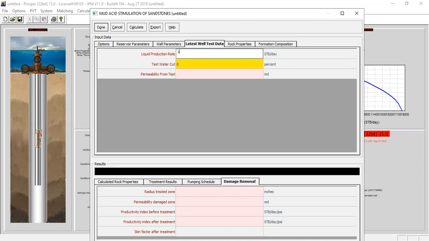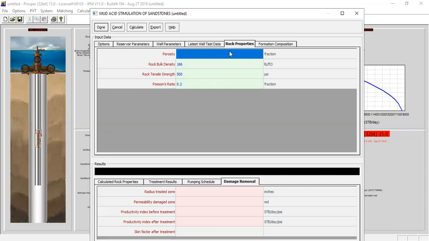You can follow me, 10,627.8 with 0 water cut. And let's say permeability from well test, we get 50 millidarcies. All right, and now we go to rock properties, porosity 0.2 in fraction with rock bulk density 166 pound per cubic foot and rock tensile strength of 500 psi and Poisson ratio 0.2 in fraction.